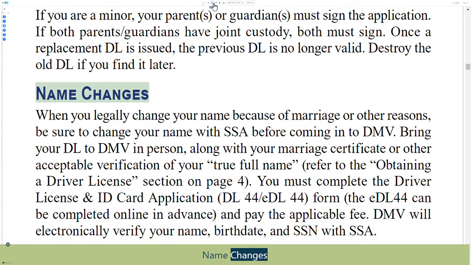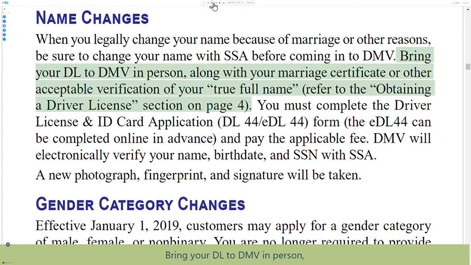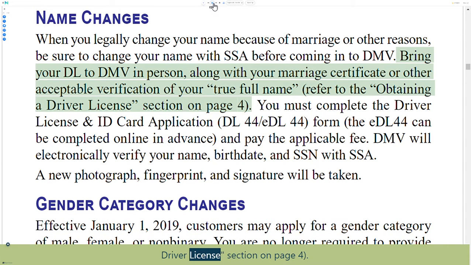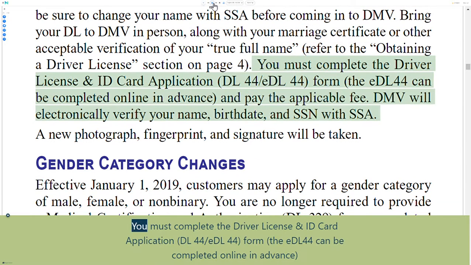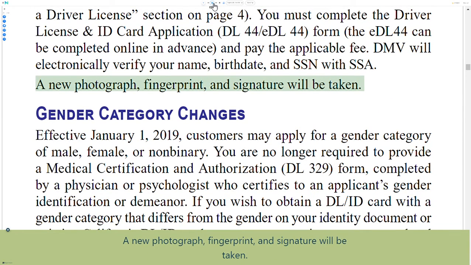Name changes. When you legally change your name because of marriage or other reasons, be sure to change your name with SSA before coming into DMV. Bring your DL to DMV in person, along with your marriage certificate or other acceptable verification of your true full name. Refer to the Obtaining a Driver License section on page 4. You must complete the driver license and ID card application, DL44/EDL44, form. The EDL44 can be completed online in advance and pay the applicable fee. DMV will electronically verify your name, birth date, and SSN with SSA. A new photograph, fingerprint, and signature will be taken.